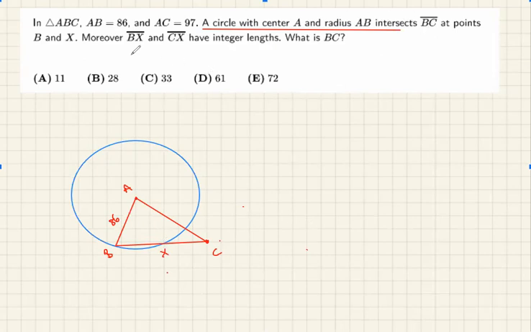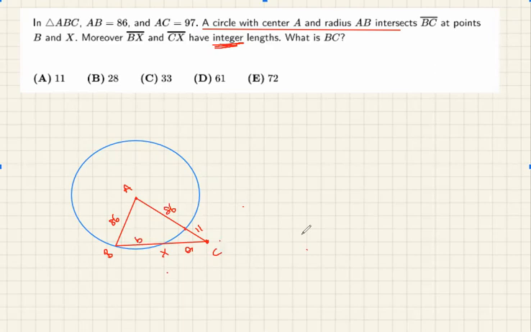And we already know BX, which is this segment, and CX should be integers. That is given, so we have to use that. And we already know this is the radius also, which is 86. And then the whole thing was 97, so this should be 11. And what is BC? So this whole thing. I don't know CX, so I'm gonna call this a. And then BX, I'm gonna call this b.